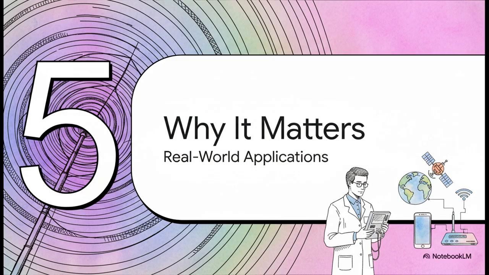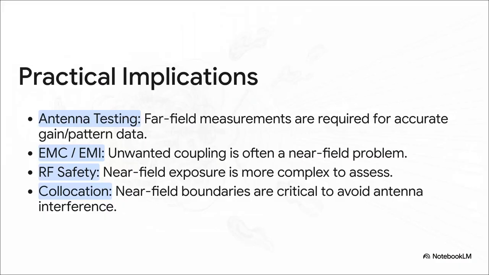Why is this one of the most important concepts you need to have locked in your brain for real-world applications? Here's the bottom line. For antenna testing, if you try to measure gain or patterns in the near field, your results are gonna be garbage, period. Chasing down EMC and interference issues, that unwanted coupling you're seeing is very often a near-field problem. RF safety: assessing human exposure is way more complicated in the near field. And for anyone collocating antennas on a tower, you absolutely have to know where those near-field boundaries are so you don't have them messing with each other. This isn't just theory, it's about getting the job done right.